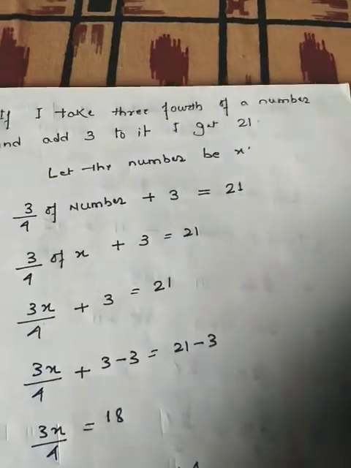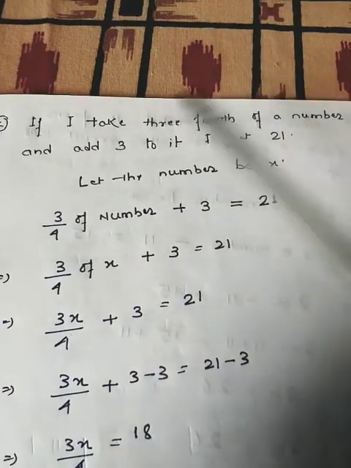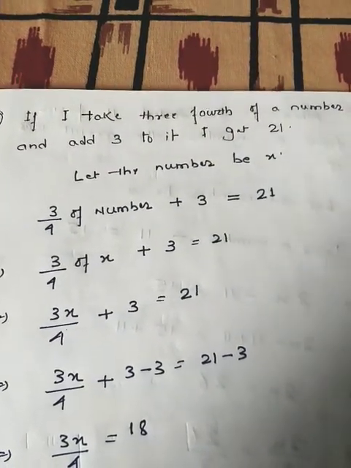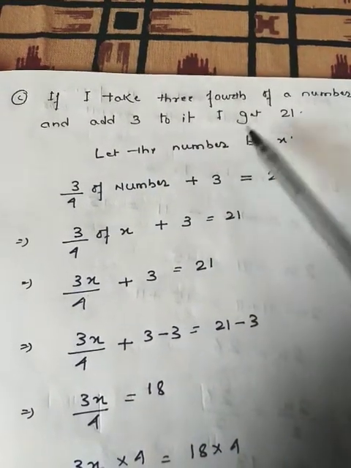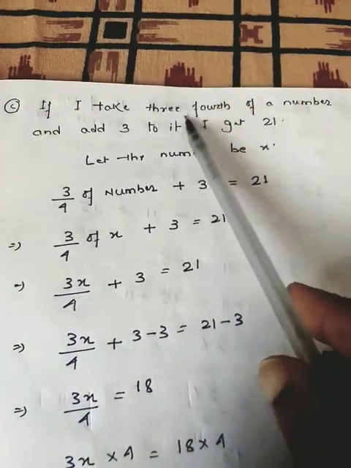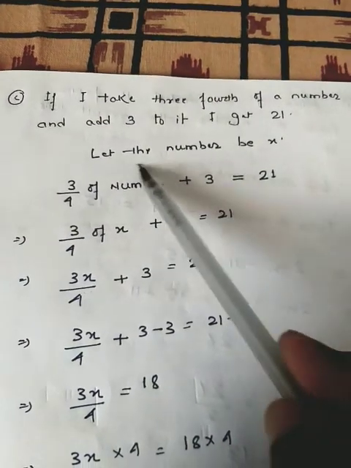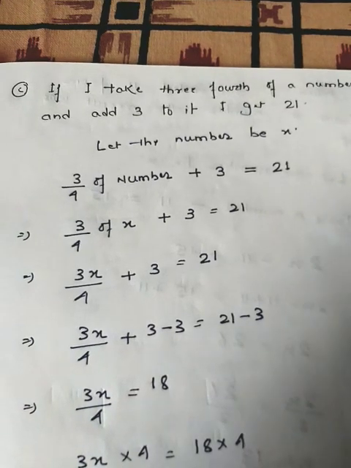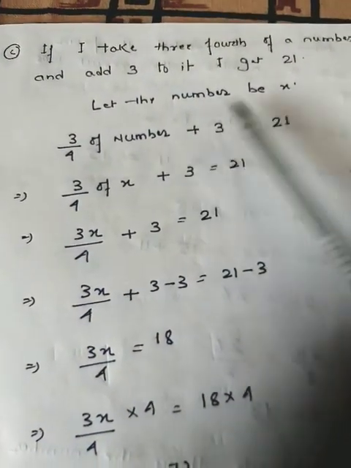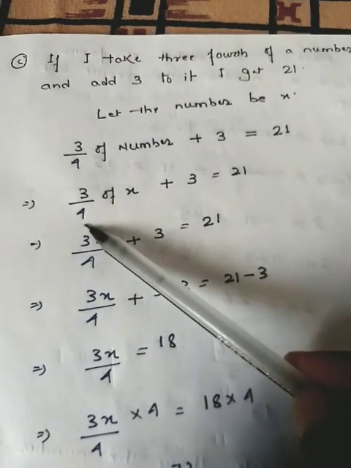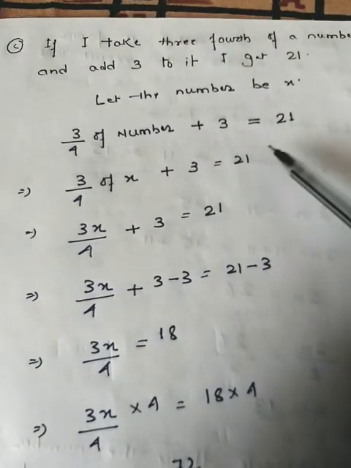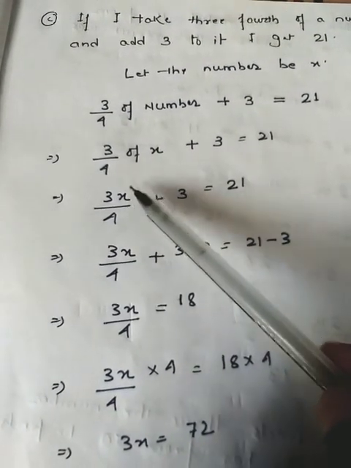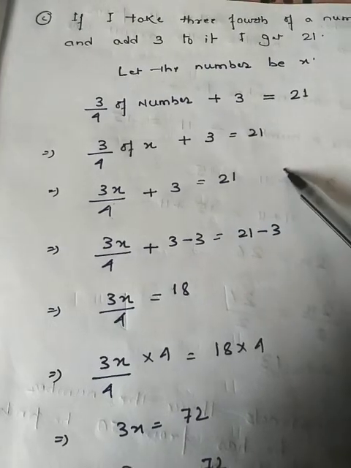If I take 3/4 of a number and add 3 to it, what will I get? 21. So what is the first thing I will do? Let the number be X. Now, according to the question, 3/4 of a number, when I add 3, I will get 21. So 3/4 of a number is what? What is the number? X. So 3 upon 4 of X plus 3 is equal to 21. So 3 upon 4 of X means 3 into X, that is 3X upon 4, plus 3 equals 21.